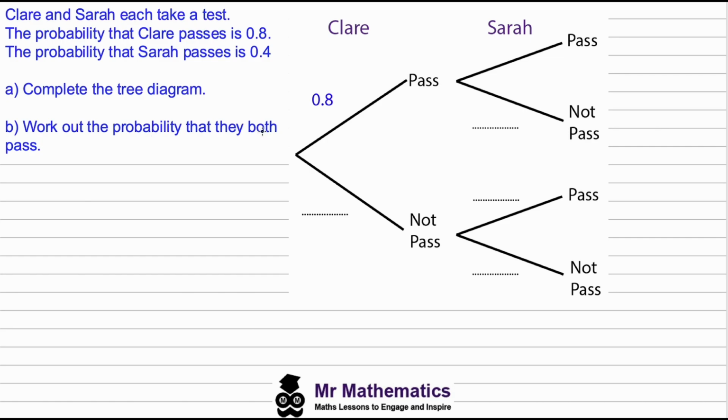Okay, so welcome back. So it's mutually exclusive whether Claire will pass or not pass. So this would be 0.2. And then for Sarah, we're told that she passes is 0.4. So her not passing will be 0.6. And it's independent of Claire's performance. So this will be the same probabilities, 0.4 and 0.6.